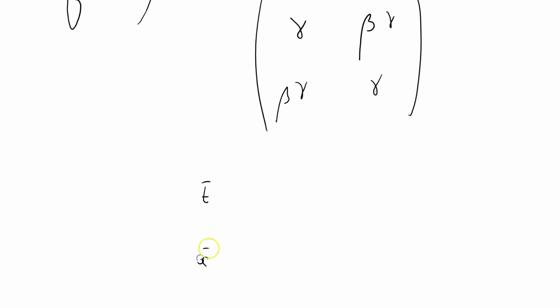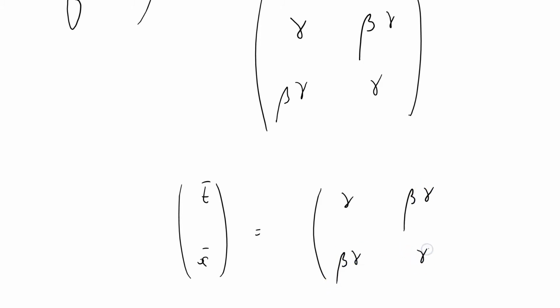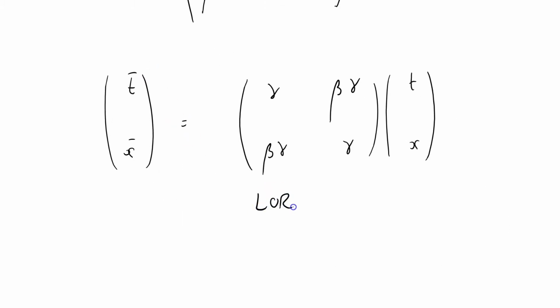T bar x bar equals gamma, beta gamma, gamma, a beautiful symmetric matrix. See how the symmetry of time and space is made obvious. Tx. And that is how to link two coordinate systems, one moving at speed beta relative to the other one. And this is called the Lorentz transform.